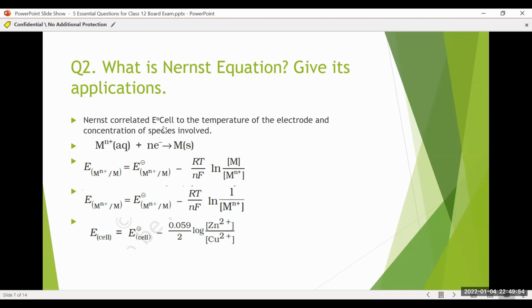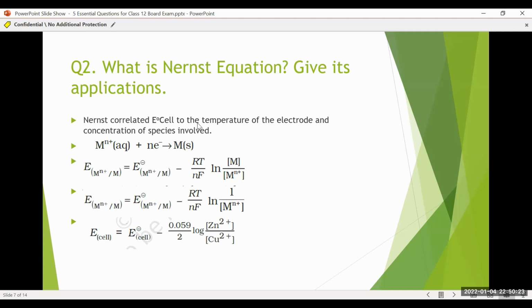When it is determined under standard condition, that means 298 Kelvin and 1 bar pressure, then it is represented as E naught cell. E naught cell is the potential difference equal to E cathode minus E anode, that means E right minus E left. It is always at standard condition, which can be easily determined.